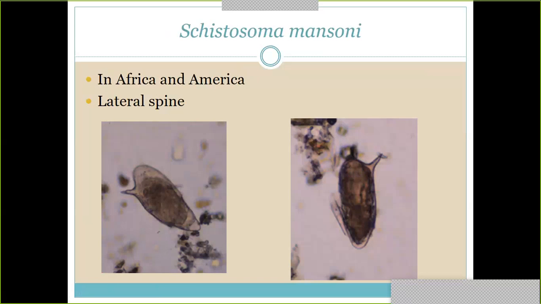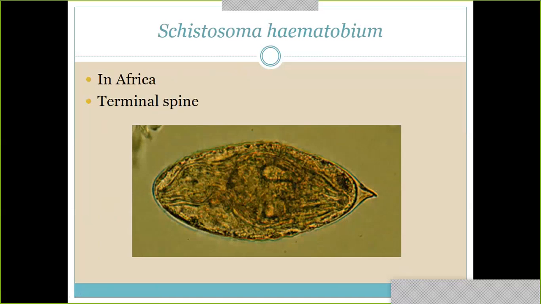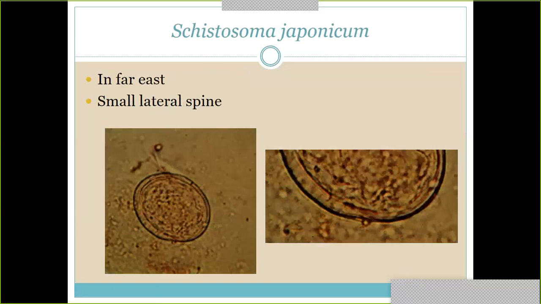Schistosoma mansoni is very well known for this large lateral spine. So you can see that little spike coming off the side. That is the key to identifying it. Schistosoma haematobium is known for the terminal spine, so it has it at the end. And then Schistosoma japonicum, a very small, and I mean small, lateral spine. So small it's hard to see. If you look at it on the left, it's actually on the very bottom, and then I zoomed it in here. It's right there. It's kind of laughable that that's a spine, but it is.